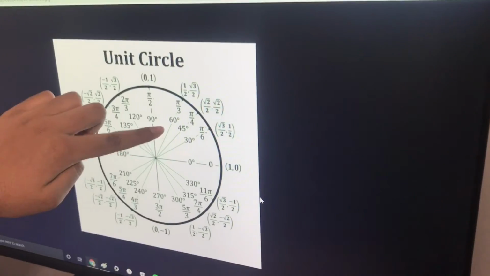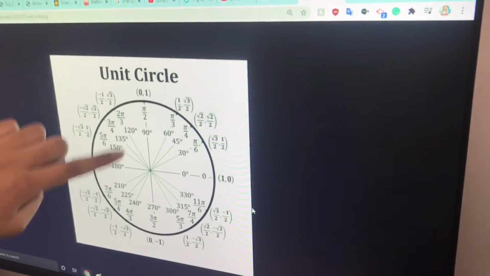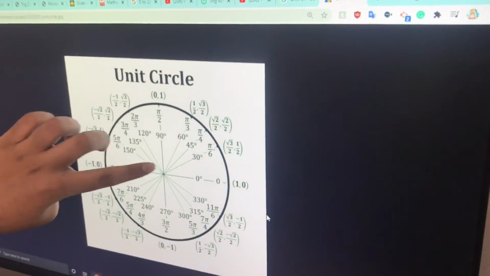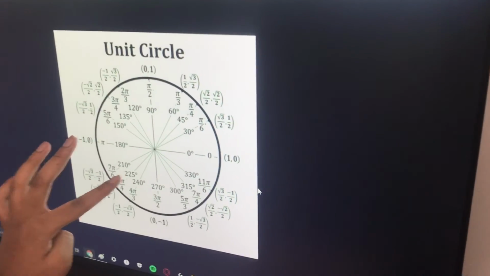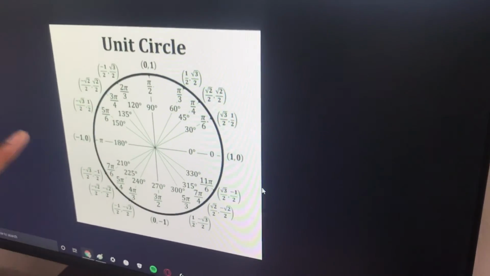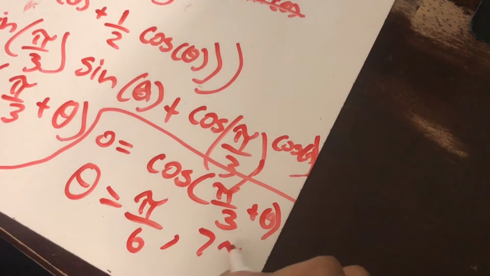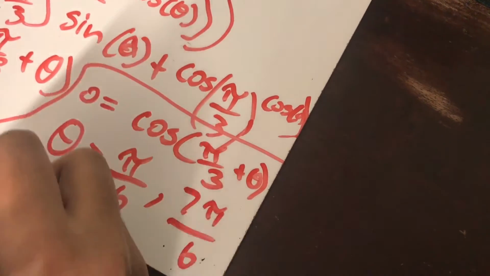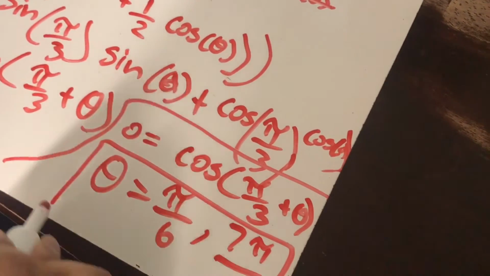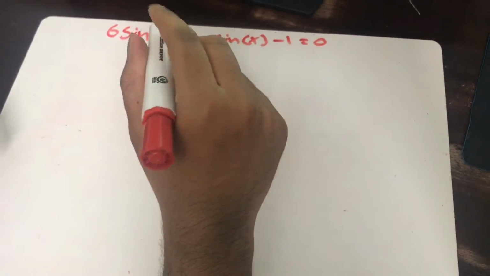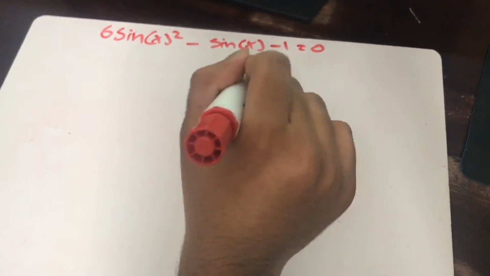270 minus 60 is going to be 210. 60 is basically pi over 3, and 210 is going to be 7 pi over 6 in radians. So our second value is going to be 7 pi over 6, and that's our answer. So this is the fifth equation, and let's get started.